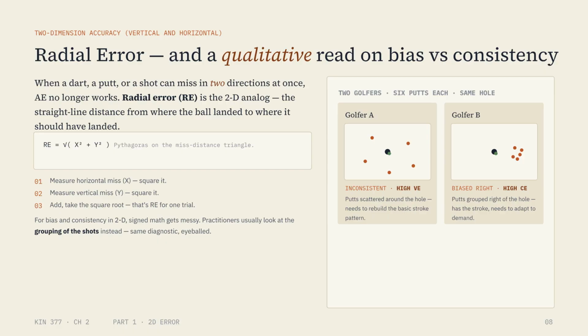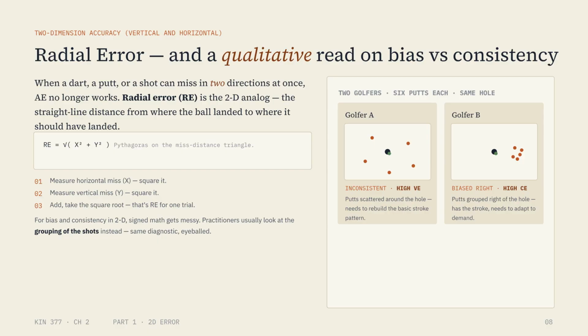You have 2 distances. Radial error, RE, is the 2D version of AE. Look at the dart example in your textbook. Measure the X miss, square it. Measure the Y miss, square it. Add them, take the square root. That's the Pythagorean distance from the target to where the dart landed. That's RE. For an average RE across multiple trials, just average the trial REs.